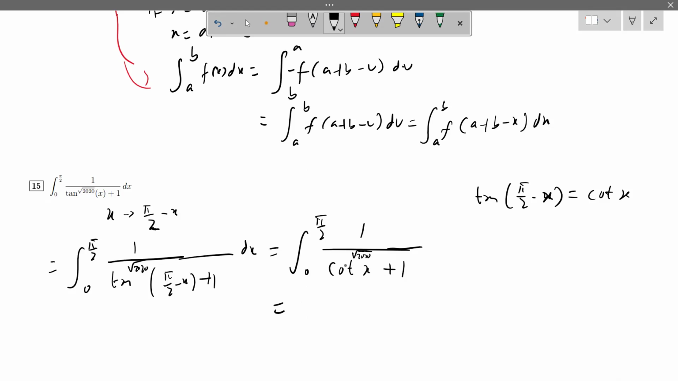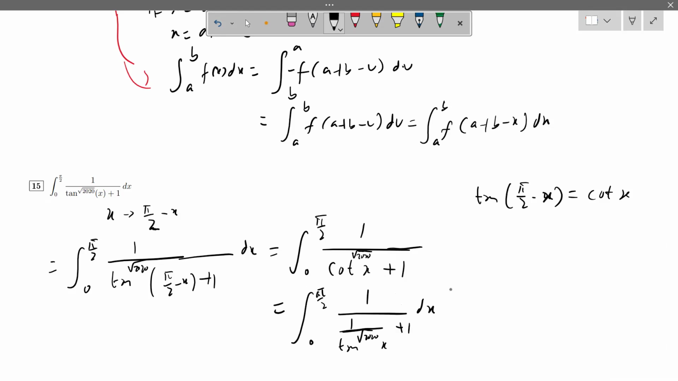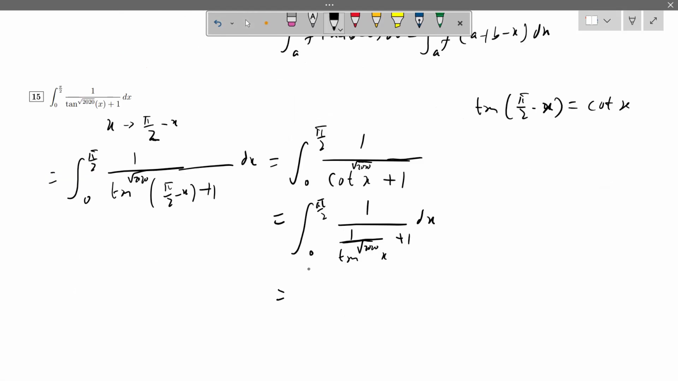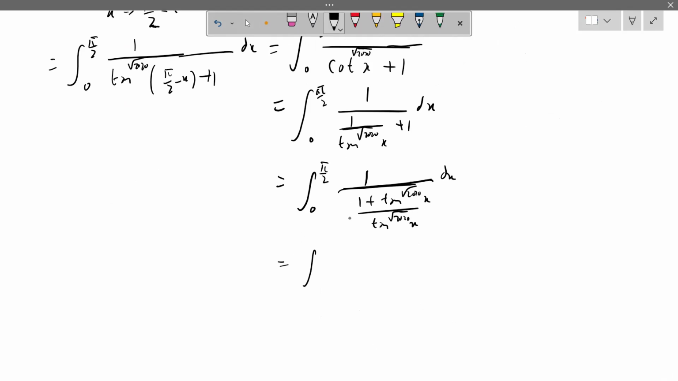And remember that cotangent is 1 over tangent. And now we can rearrange the denominator: 1 plus tangent of x to the power of square root of 2020 over tangent of x to the power of square root of 2020, dx. And then we can flip the order of this fraction. So this is equal to tangent to the power over 1 plus tangent to the power.